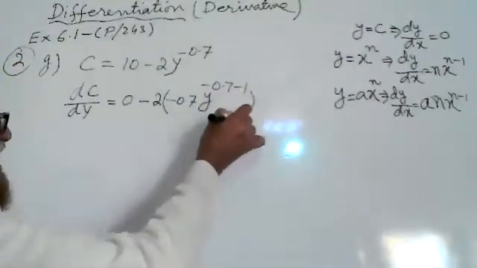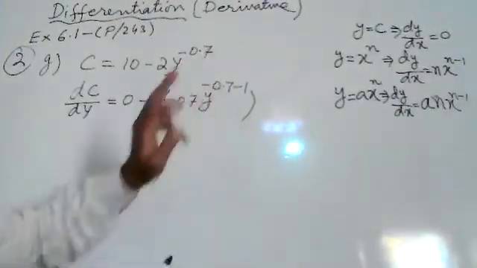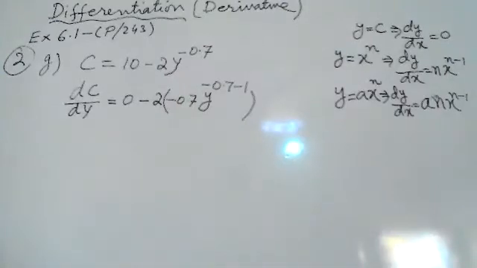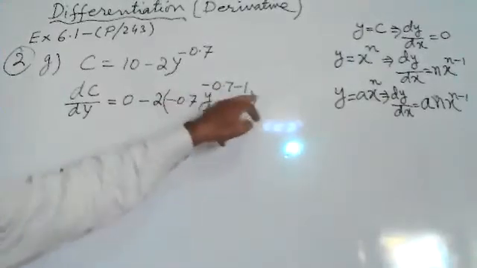We will lessen one power from the given power. It may be negative, it may be positive, whatever it is, we have to write minus 1. This is the simple way. We have to write minus 1 with the power. This power will come over there, and then we will write minus 1 power.